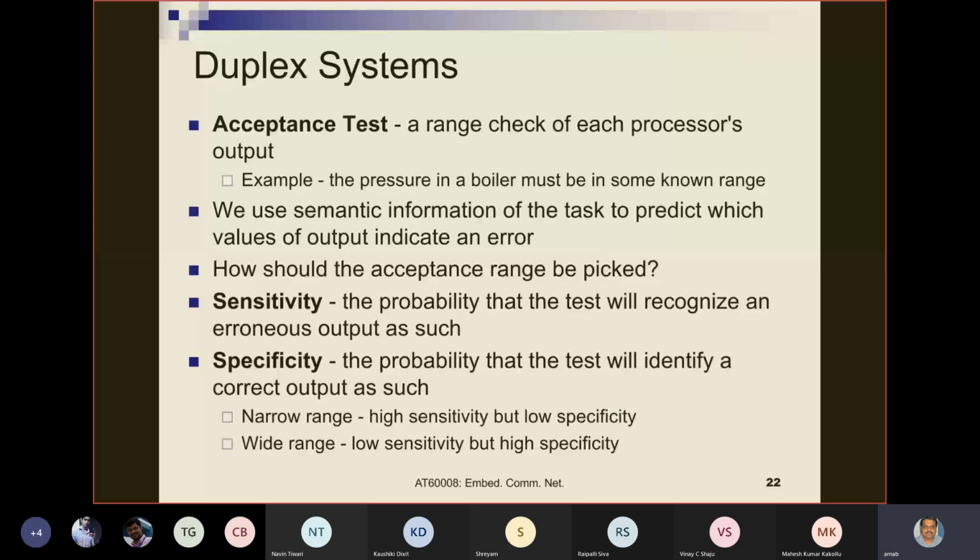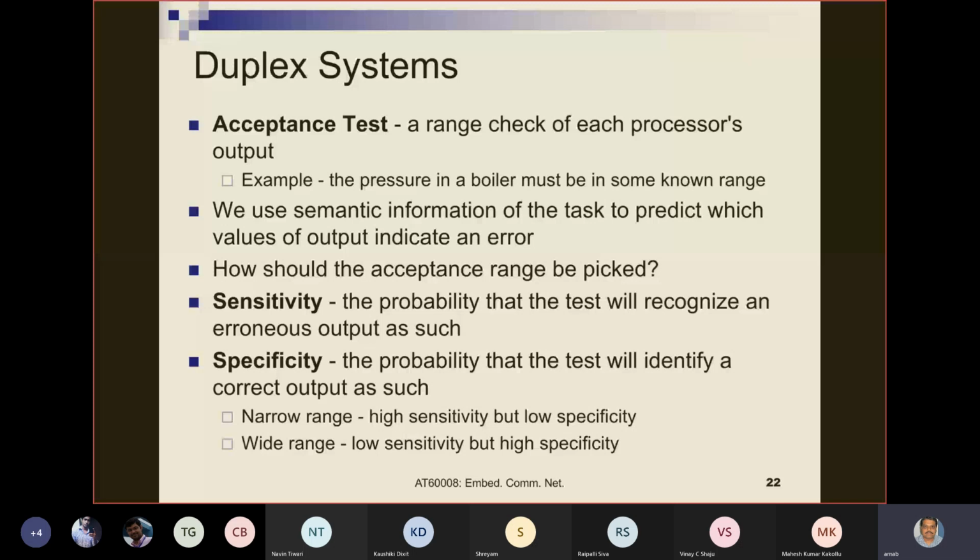We use semantic information of the task to predict which values of output indicate an error. What do we mean by semantic information? Knowledge of the system. Semantic information means in the context in which we are applying our method. In that context, some output ranges, for example, could be valid. Some of them are acceptable, some of them are not acceptable. So depending on that, you can predict which output is correct and which output is wrong.